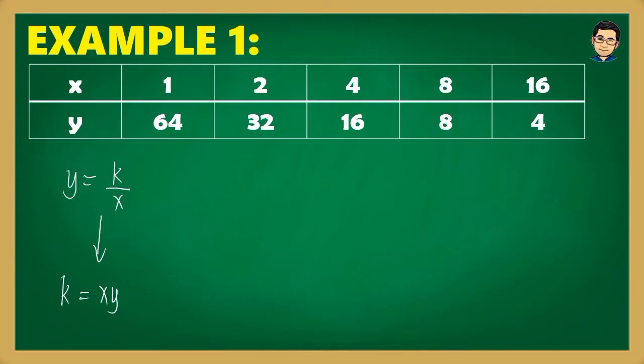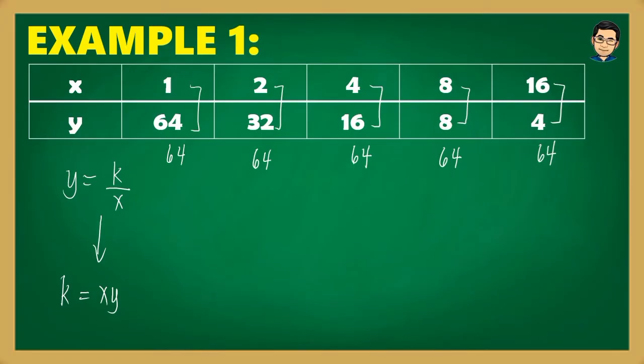So, to check kung constant ba yung nakukuha nating product, i-multiply natin yung x and y. So, 1 times 64, that is 64. 2 times 32, that is 64. And then 4 times 16, that is also 64. Multiplying 8 by 8, that is also 64. And finally, 16 by 4, that is also 64. As you can see, isa lang po yung value na nakuha natin, which is 64. Therefore, this is an inverse variation.